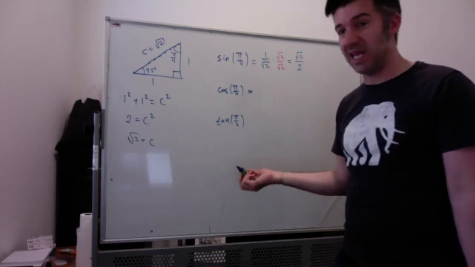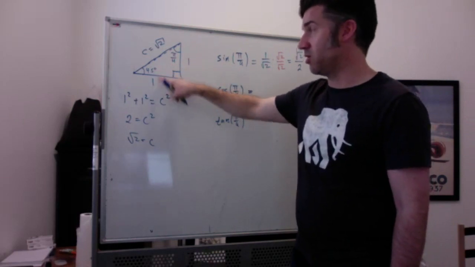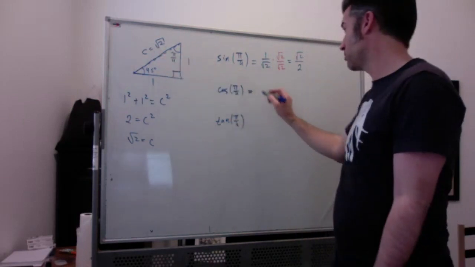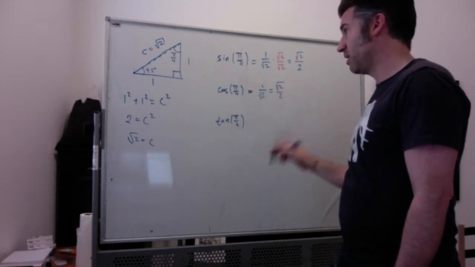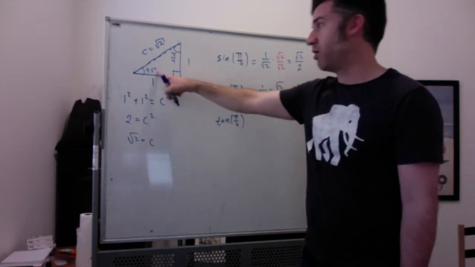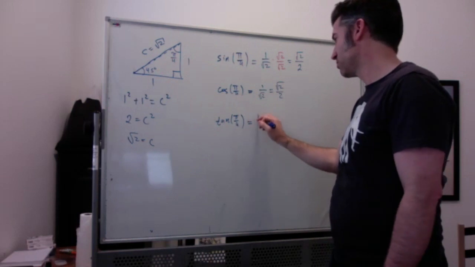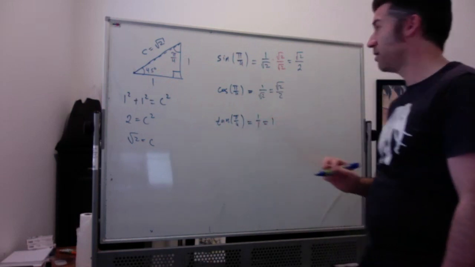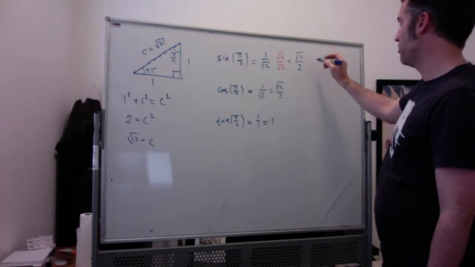Cosine is the same. Right? Cosine of pi over 4 is adjacent over hypotenuse, which is also 1 over root 2, which we rationalize as root 2 over 2. And tangent of pi over 4 is opposite over adjacent, which is 1 over 1. Or tangent of 45 degrees is opposite over adjacent, which is 1 over 1. And then we can find the rest. And this is where I always kind of run out of room.